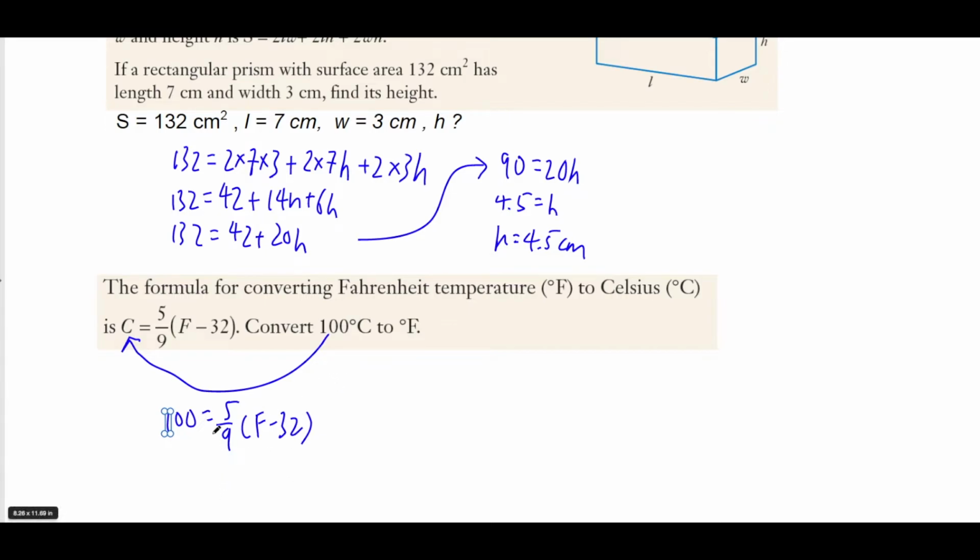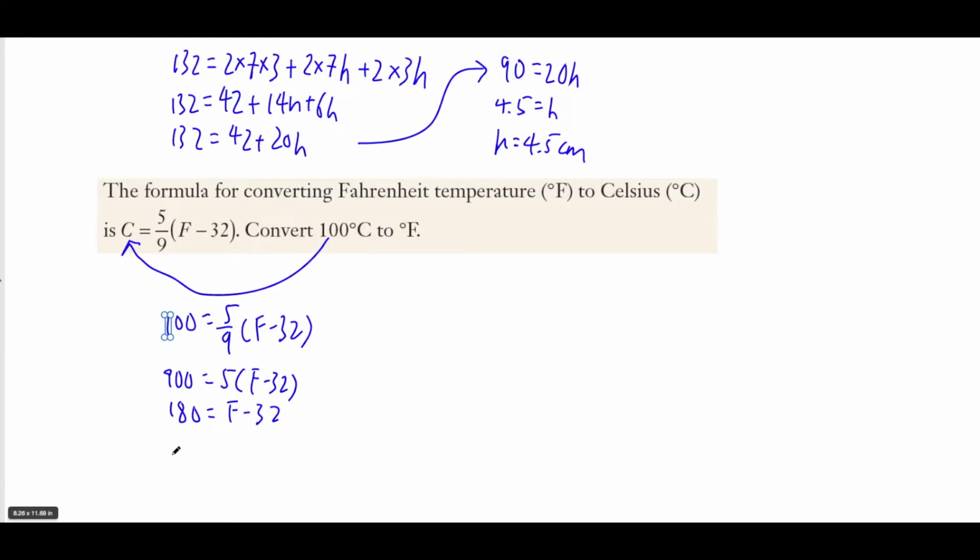So then what do you need to do? What you can do is you can times both sides by 9. So you get 900 is equal to 5 times F take away 32. Divide both sides by 5. So you get 180 equals F take away 32. And then you can add 32 to both sides. 212 is equal to F, right? And F is equal to 212. Yeah, 212. So that means we know that 100 degrees Celsius is equal to 212 degrees Fahrenheit, right? So that's what you need to do.